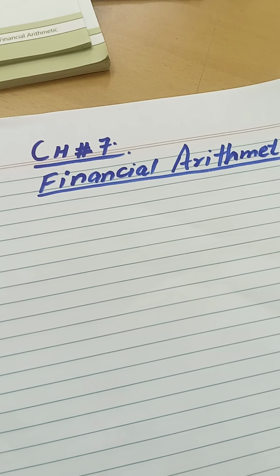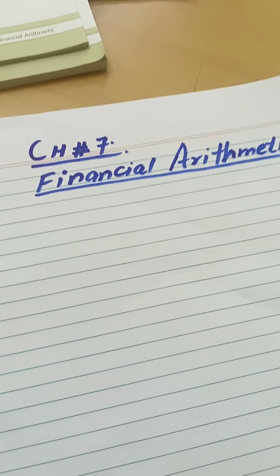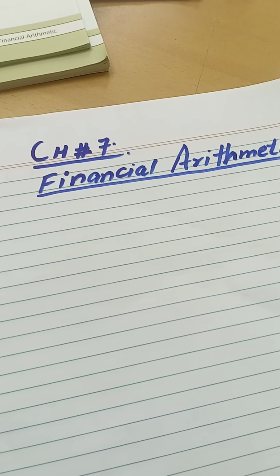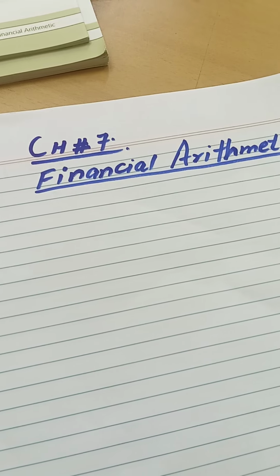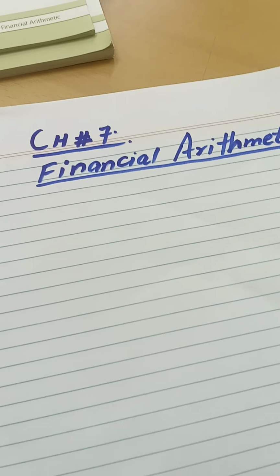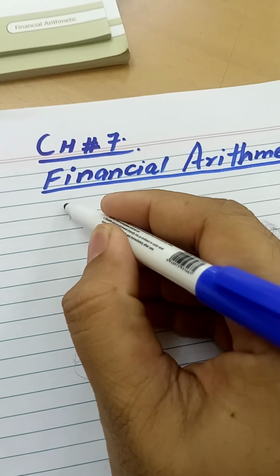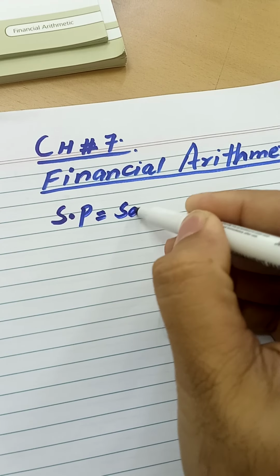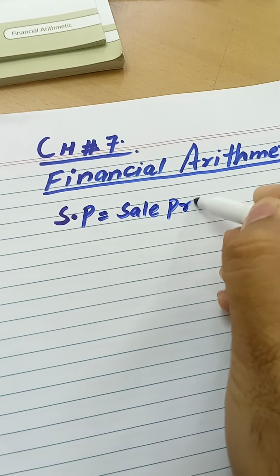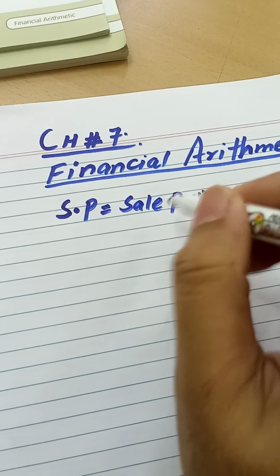Before starting the exercise of this chapter, you must learn these formulas. There are some terms that we use in this chapter. First I will explain those terms and then we will start the exercise. The first term that we use here is SP. SP means sale price. I will use SP in place of sale price.